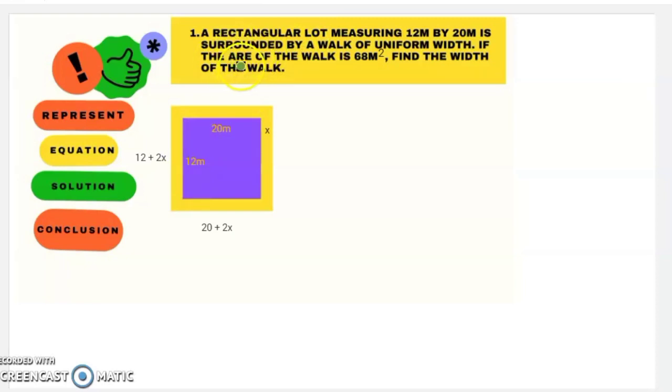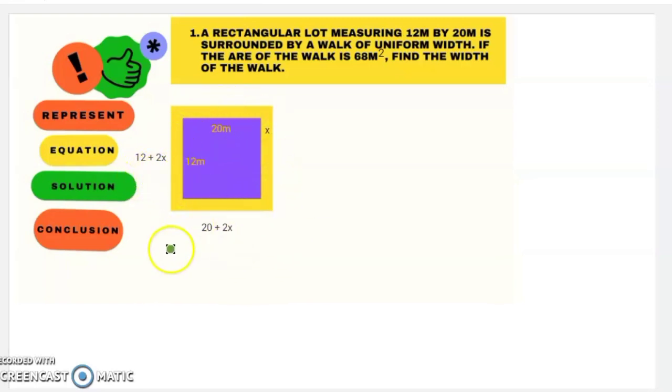Sorry for the error. So let's analyze this. So meron daw rectangular lot. So ang measures niya is 12 meters by 20 meters. Ito siya, yung violet. So, naka-indicate na. And then, it is surrounded by a walk of uniform width. Yun naman yung nasa yellow. Tama? Ito yung measurement niya.